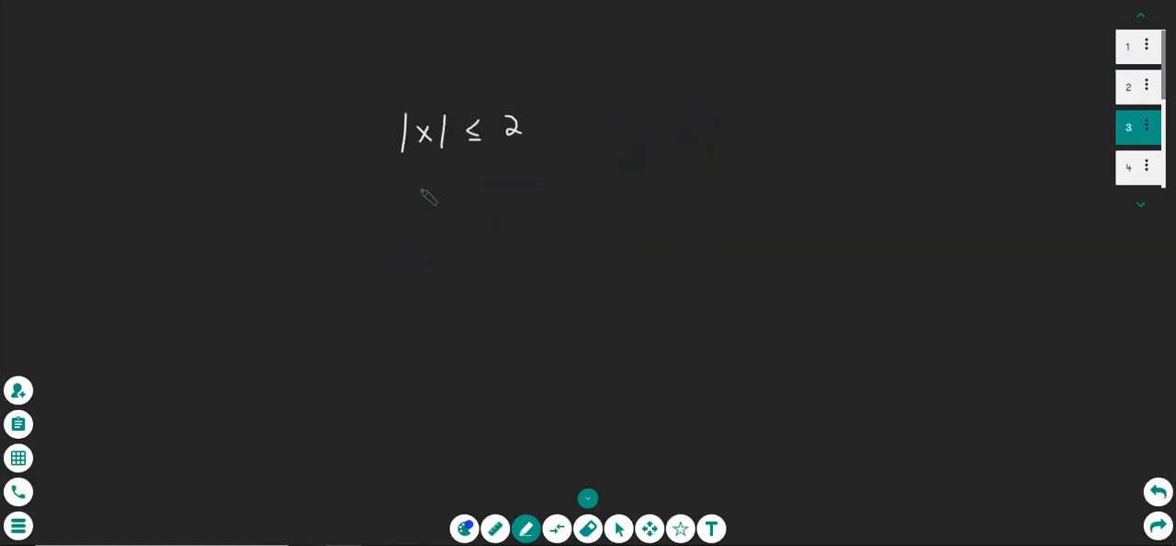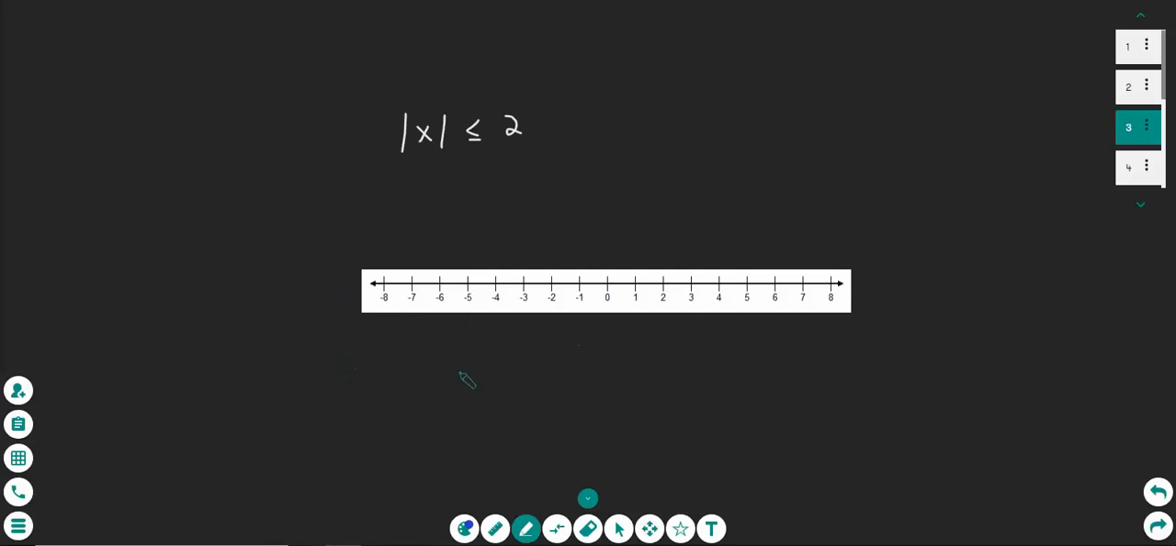Let's try another one here. So if we have the absolute value of x is less than or equal to 2. All right, well, let's start by throwing our number line out here. And we're looking for all the numbers that are less than or equal to 2 units away from 0. All right, so here's our 0. So where would we be 2 units or less than 2 units away from 0? Well, if I go to the positive side, I would say, okay, well, this would be 2 units away. And since it could be 2 units, it's also less than or equal to 2. So in this case, 2 is acceptable. So it's a solid dot here.